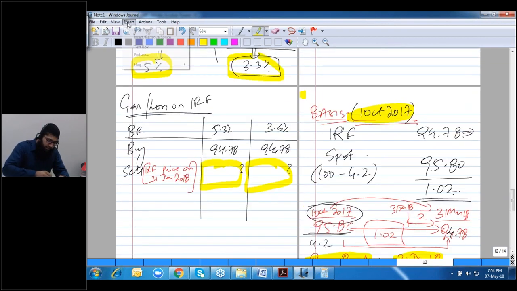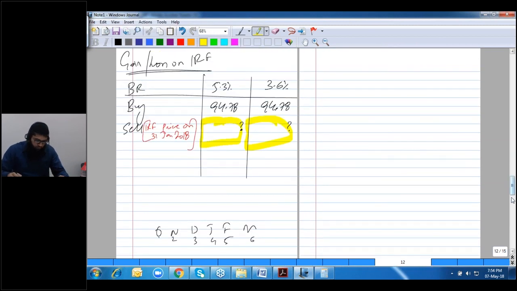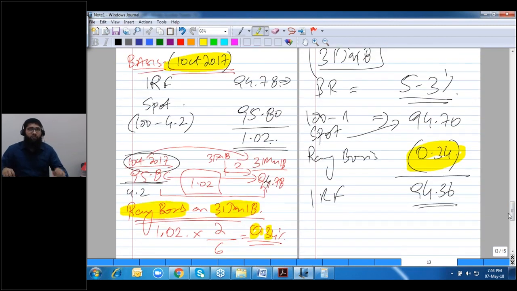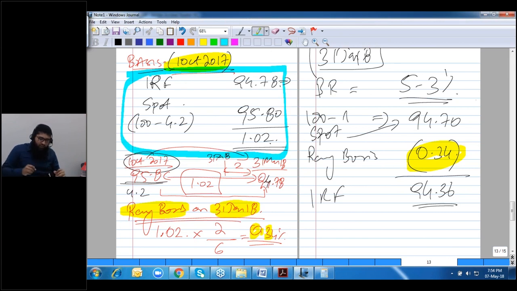If you people get it, then I can move forward, because this is the most complicated area of the interest rate future, which is when we have to estimate the price of the interest rate future prevailing on the borrowing or lending date. I will explain again. This is the relationship on 1st October 2017. You've got an interest rate future which is 94.78 and a spot rate which is 95.8. So the interest rate future is lower than the spot.